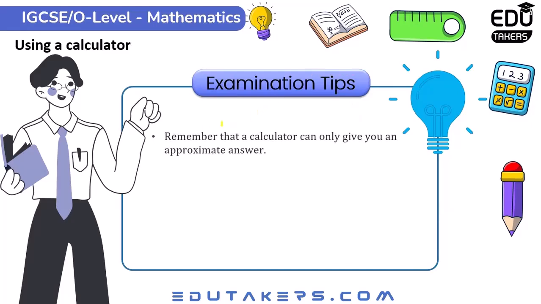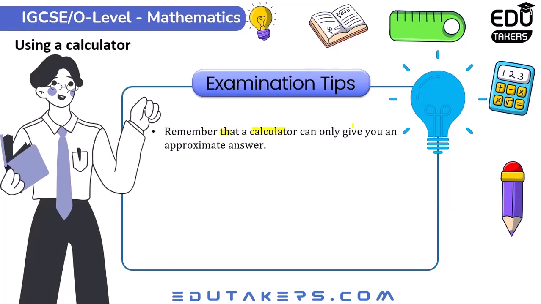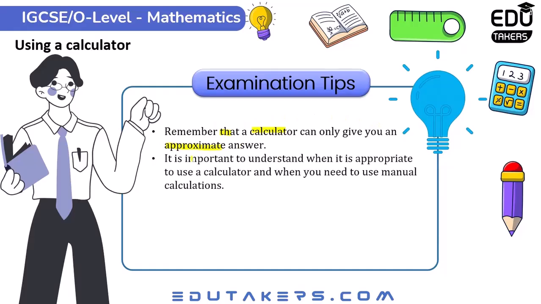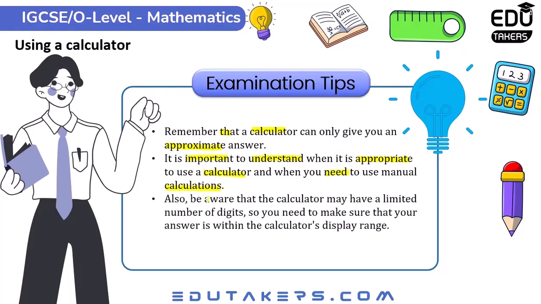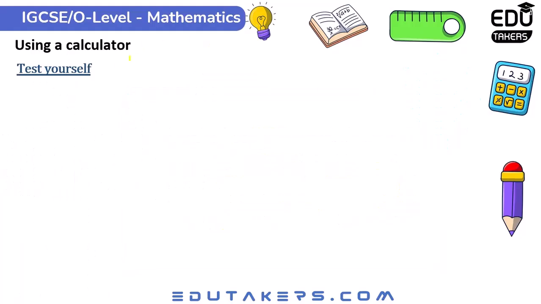Examination tip. Remember that a calculator can only give you an approximate answer. It is important to understand when it is appropriate to use a calculator and when you need to use manual calculations. Also be aware that the calculator may have a limited number of digits, so you need to make sure that your answer is within the calculator's display range.